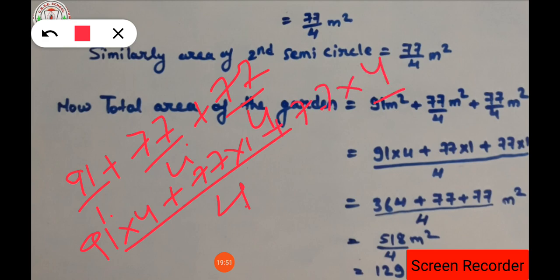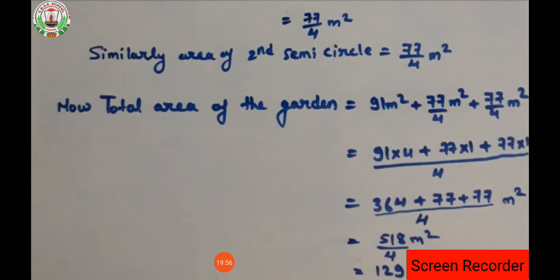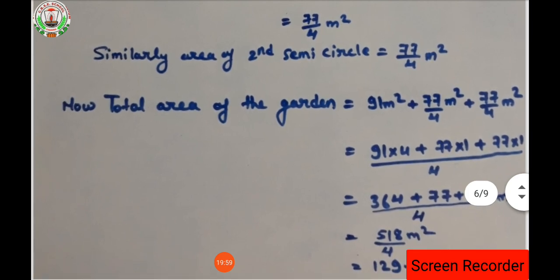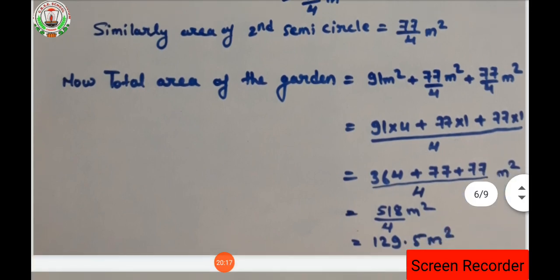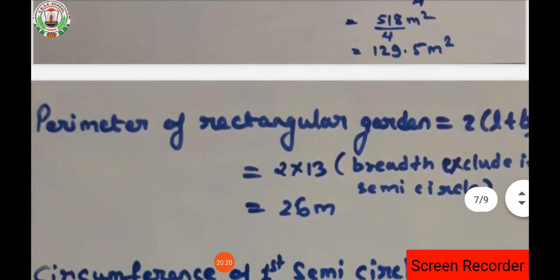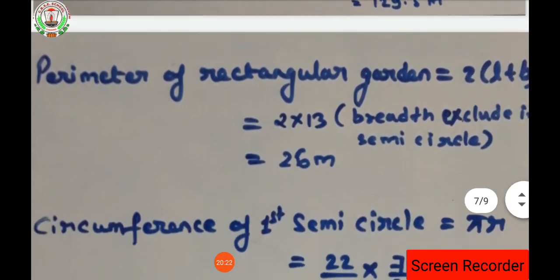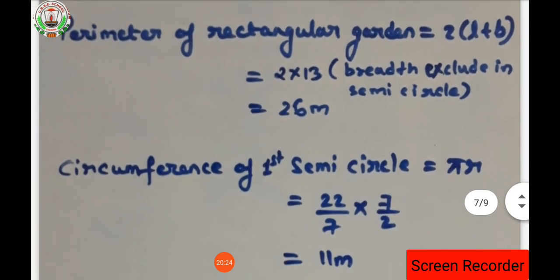Now after solving this, after taking the LCM, we have to multiply the numbers. So 91 into 4 will be 364, and 77 into 1 will be 77 itself. Now 364 plus 77 plus 77 will be added, and it will become 518. Okay, then 518 meter square will be divided by 4, so we will get the answer as 129.5 meter square. Clear up to here, everyone?